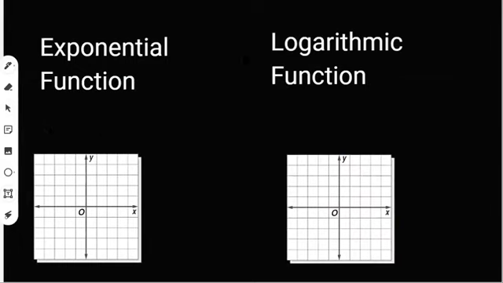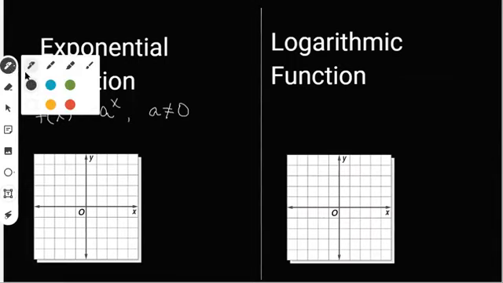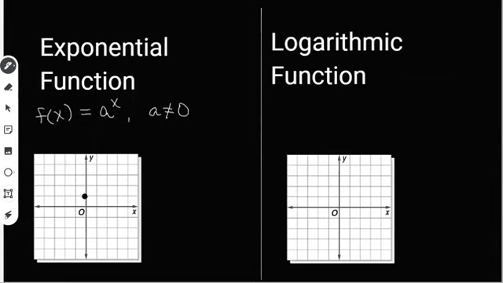So let's just talk about it. What is the formula for the exponential function? The formula is f of x equals a to the x power, where a cannot equal 0. But a is definitely going to be a real number. This function is going to look like this. It's going to have a point at 0, 1, and it's going to kind of look like this.